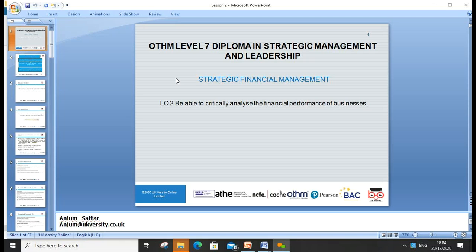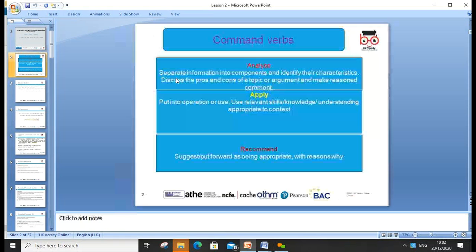So today's lesson is about financial performance, and we'll go through how we can measure the performance of different companies, different organizations. Today's lesson, the key command verb we have is analyze. So what is meant by analyze? Separate information into components and identify the characteristics. Discuss pros and cons. If somebody asks you to analyze something, discuss the pros and cons of the thing. So that's called analysis.